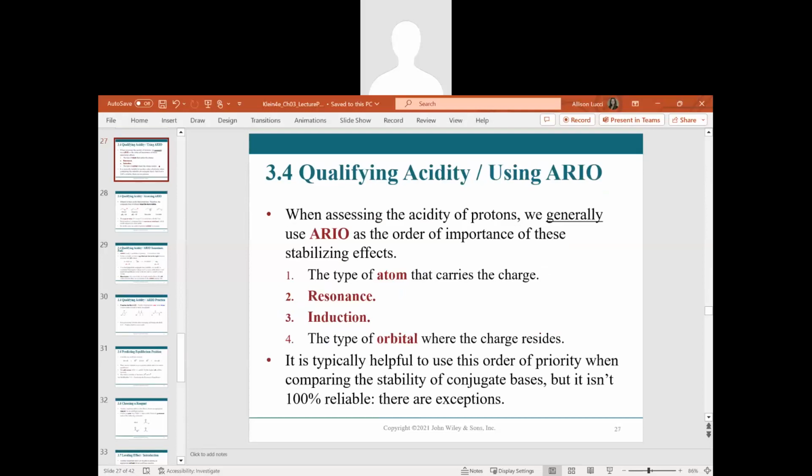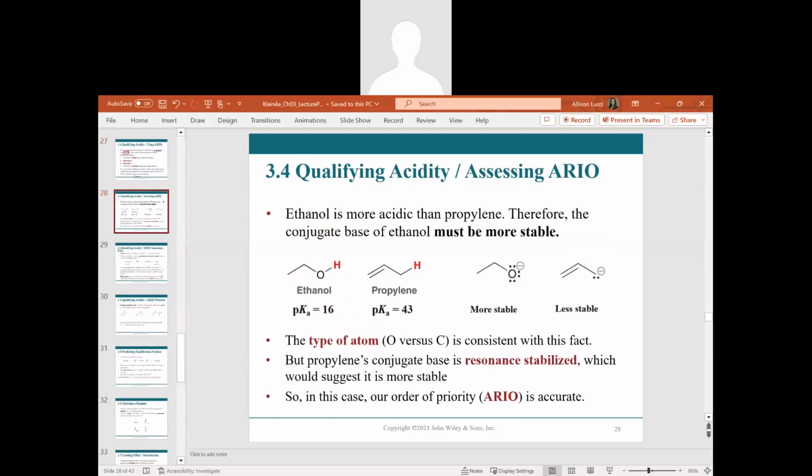So again, we can use ARIO as our guide to assess all of these stabilizing effects. And of course, there are some exceptions. So let's take a look here. We have our ethanol, we have propylene. So ethanol is more acidic than propylene, so the conjugate base of ethanol must be more stable. So that's what we can see over here.